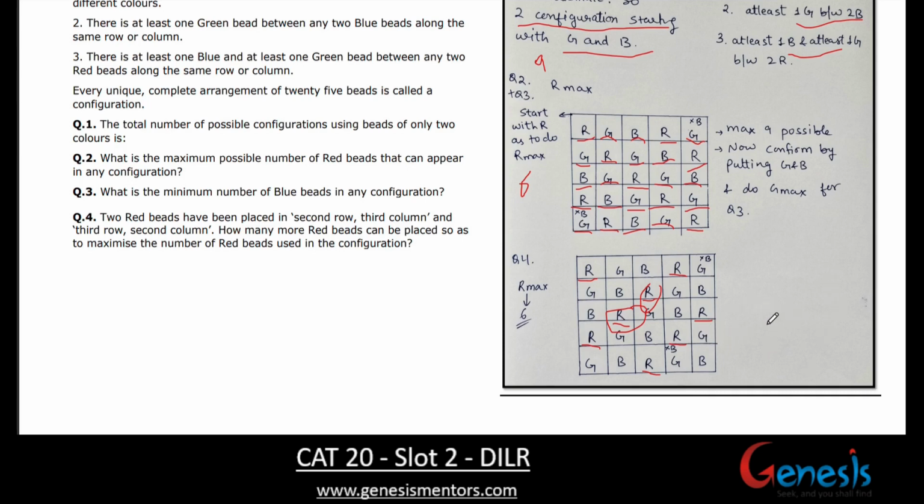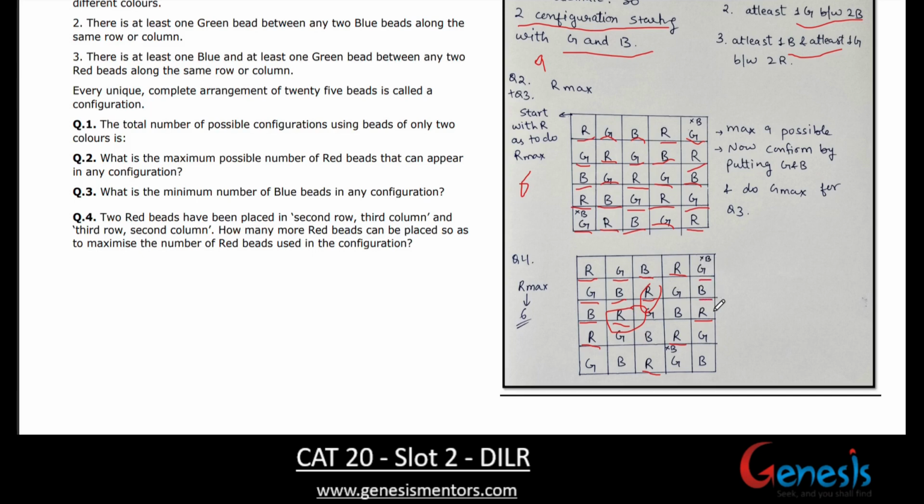Now we'll arrange G and B, right? You can do that in any order, either BG or GB, right? It doesn't matter, but G we can use anywhere, so we will start with G only, right? G, B. Then again, if this is G, this will be B. If this is B, this will be G. If this is G, this will be B, right? Now, if this is B, this cannot be B, because there should be at least one G between two B. So this should be G.